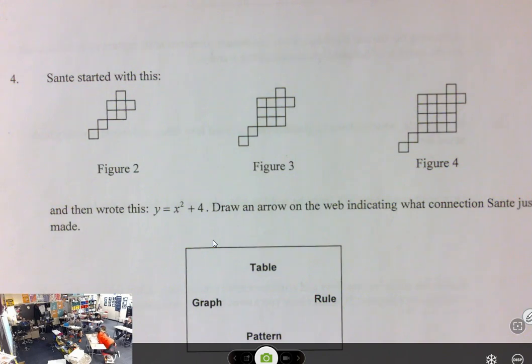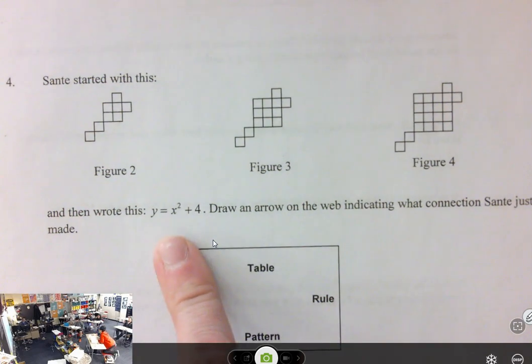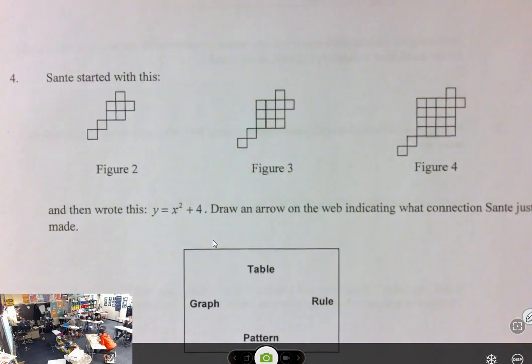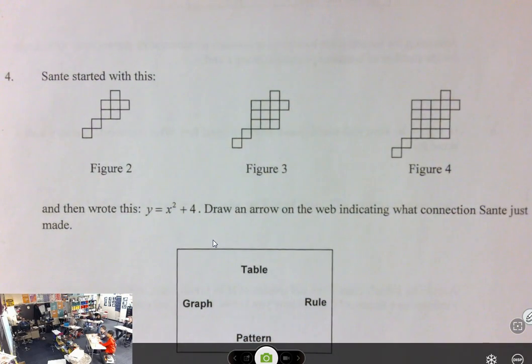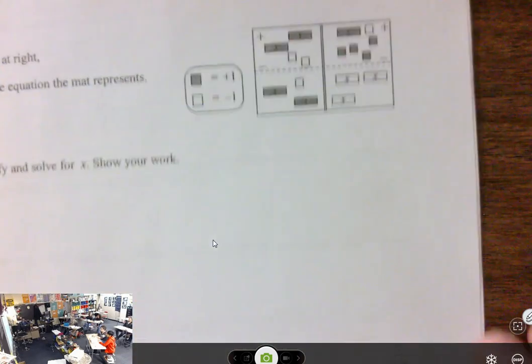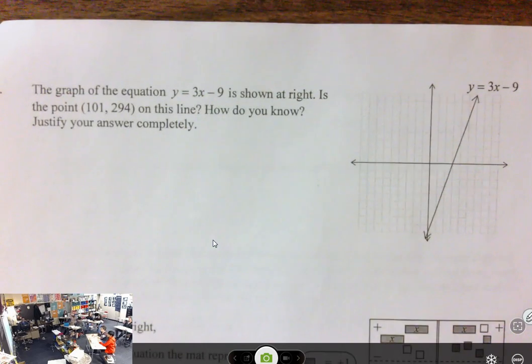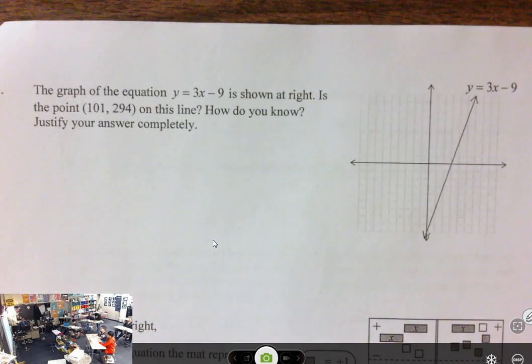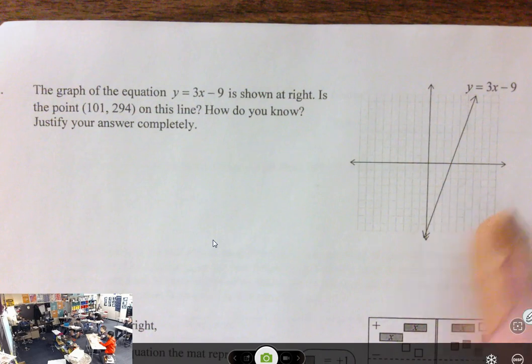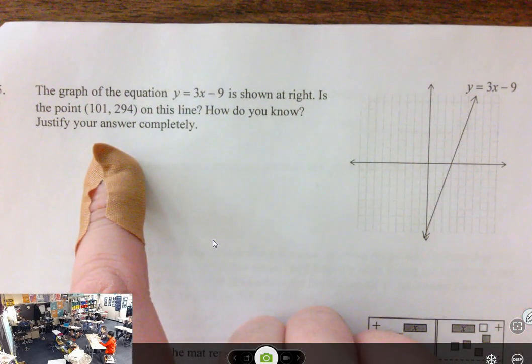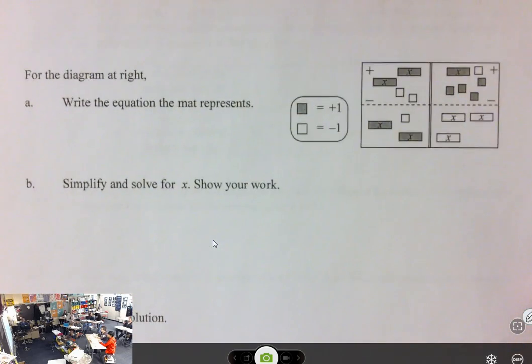Hey guys, remember I asked that we're not talking. So, and then Sante wrote this equation. Draw an arrow on the web indicating what connection. That's a pretty straightforward one. Graph. Notice your graph isn't going to be big enough to figure out if that's a yes or a no, so you have to figure it out another way. Working with the algebra tiles.